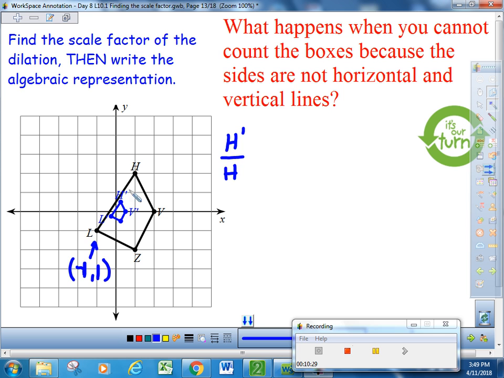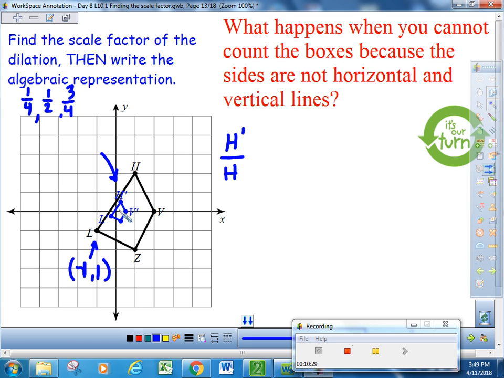And what we need is the ordered pairs. So the ordered pair for H prime is right here. Oh, and let me tell you, if it's not on the intersection of the grid lines, you're either going to have 1/4, 1/2, or 3/4. So if it looks like it's halfway between 0 and 1, it's going to be 1/2. If you look over here at L prime, do you see how it's really close to the axis line? That's going to be 1/4.